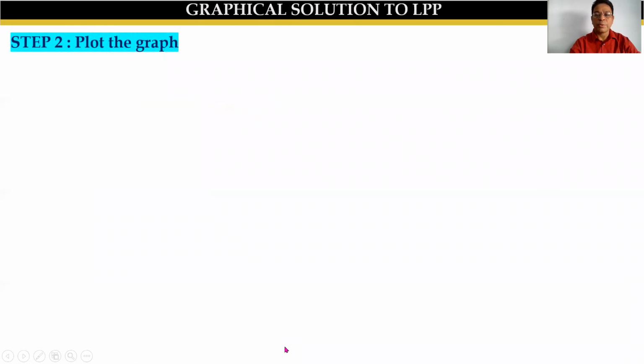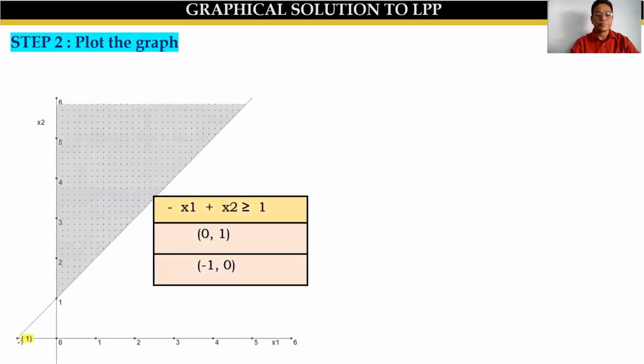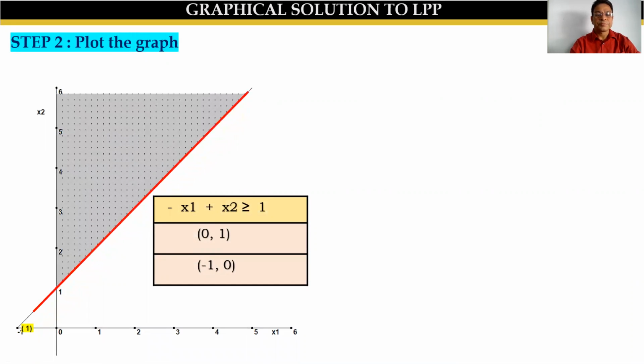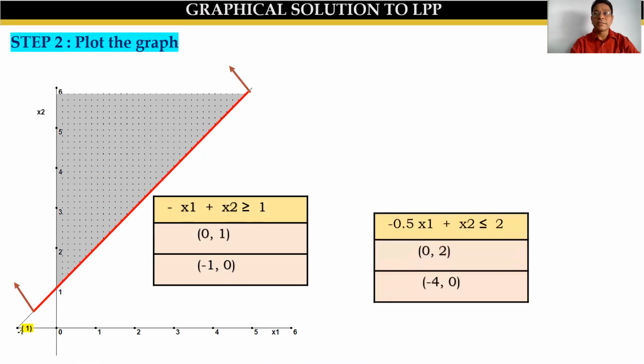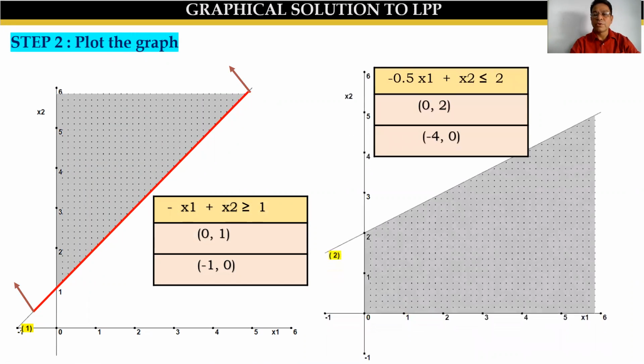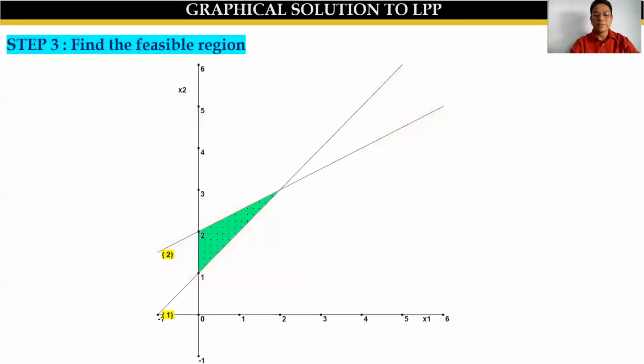So let's draw them on the graph. Since this is greater than or equal to 1, this will be towards this side, as you can see by the arrows. The second constraint is a less than or equal to constraint, so the feasible region will be this. Now let us merge both the constraints. This is the first constraint and this is the second constraint.